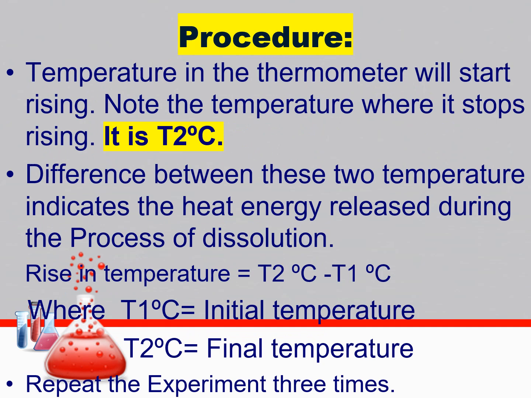Temperature in the thermometer will start rising. Note the temperature where it stopped rising. It is T2. The difference between these two temperatures indicates the heat energy released during the process of dissolution. Then you can find the difference between these two, T2 minus T1. Repeat this experiment 3 times.